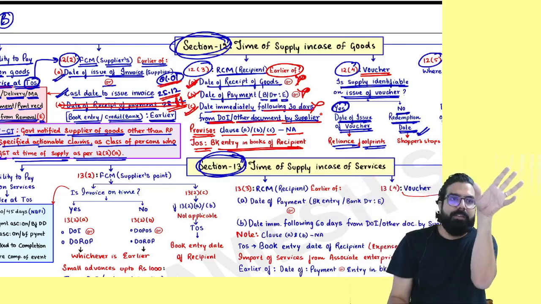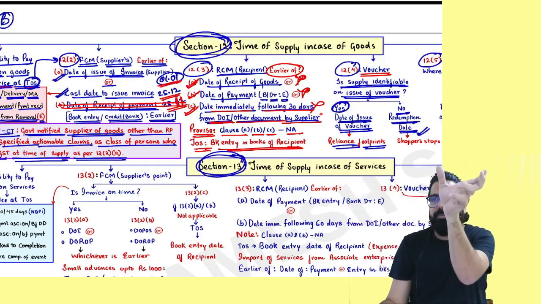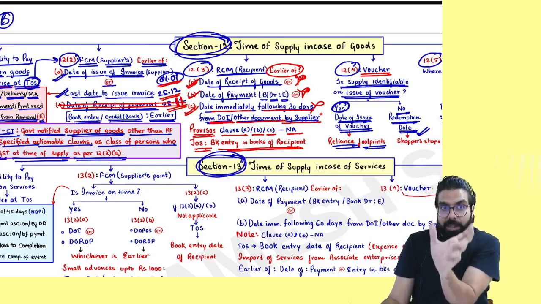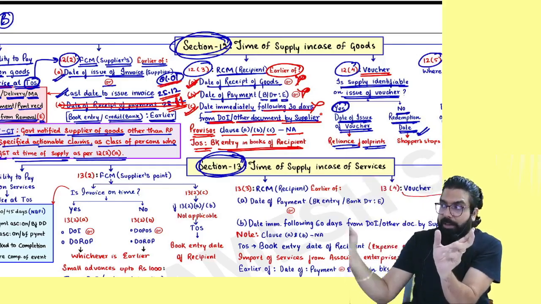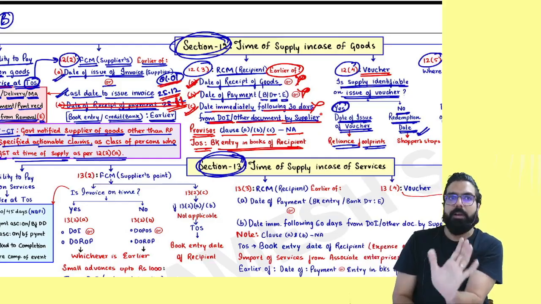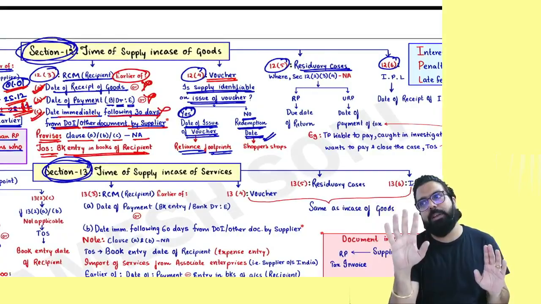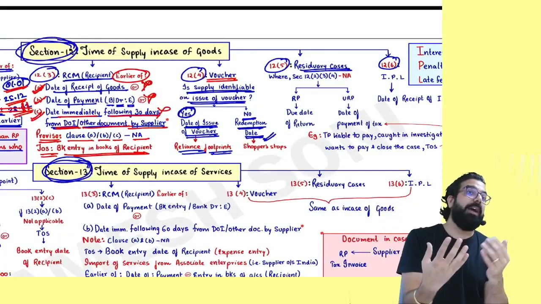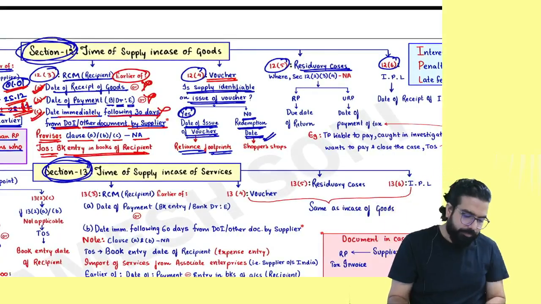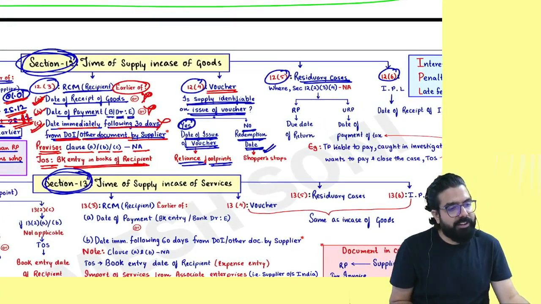Next, in reverse charge, the date of receipt of goods, date of payment, or 31st day from the date of invoice given by the supplier, whichever is earlier. In case of voucher, if the supply is identifiable, the date of issue. If supply is not identifiable, redemption date. Next one is the residuary case.